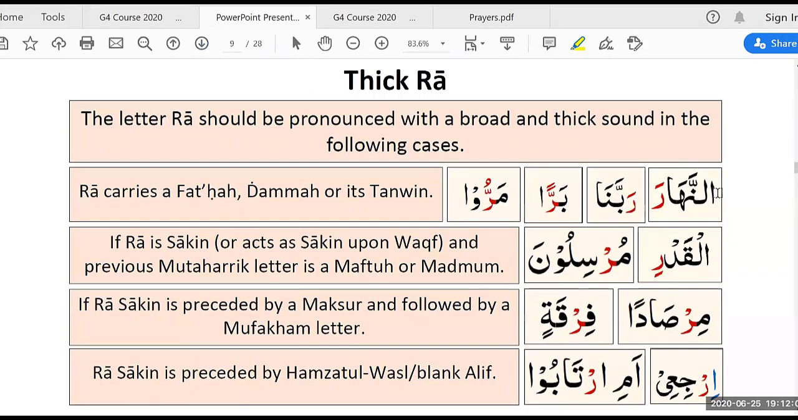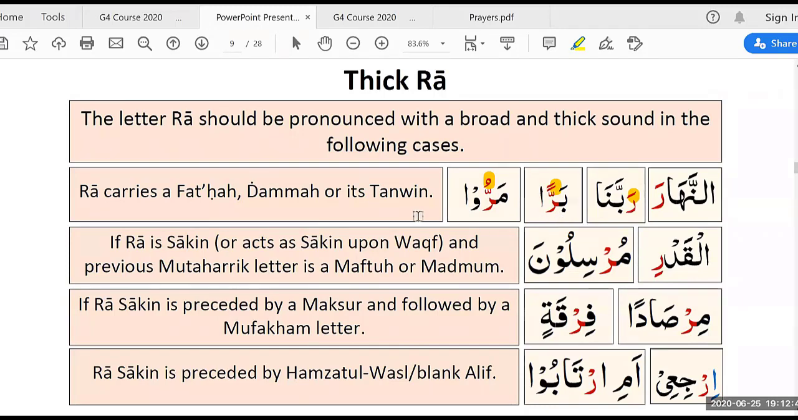So the next exception is the letter ra, and the letter ra should be pronounced with a broad and thick sound in the following cases. So firstly, if the letter ra carries a fatha, as you can see in this example, Rabbana. Okay, or if it carries a dhamma, so here we have ra carrying a dhamma. In this case, it is also going to be thick. Or if the letter ra carries the tanween of fatha or tanween of dhamma. So we can see in this example, it is carrying fathatan. So in this case, it is also going to be thick.